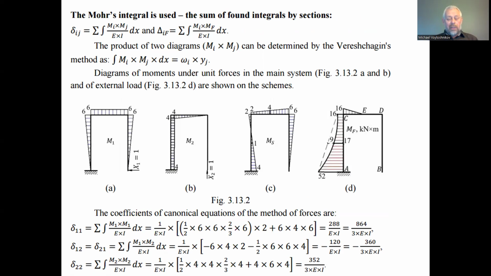To find the factors of the canonical equations, it is effective to use the Mohr integral for finding the displacement, which is usual, and to find the Mohr integral of the product of the diagrams in the integrand of each integral. So we have to find the product of the area of one diagram and the magnitude of the other diagram which corresponds to the centroid of the first one.